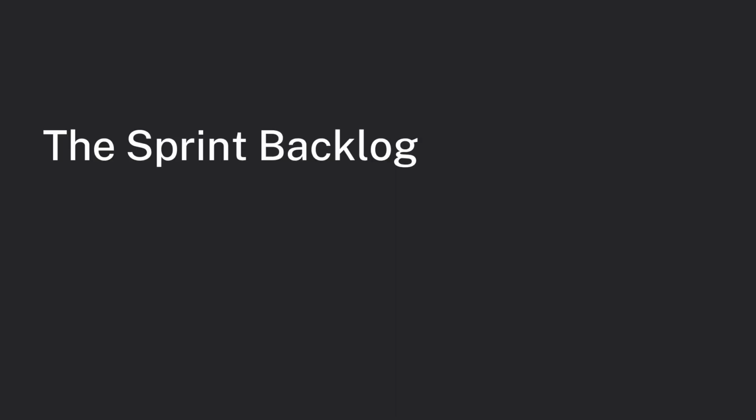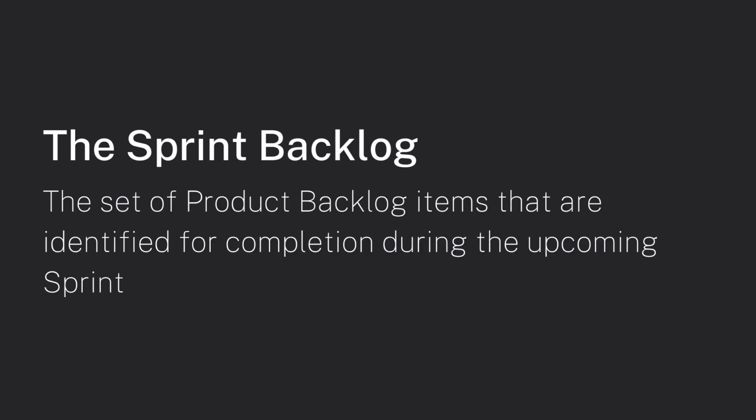A key deliverable of the sprint planning event is the sprint backlog. The sprint backlog is the set of product backlog items that are identified for completion during the upcoming sprint. In other words, the sprint backlog is a subset of items from the product backlog that you will aim to finish during the particular sprint.